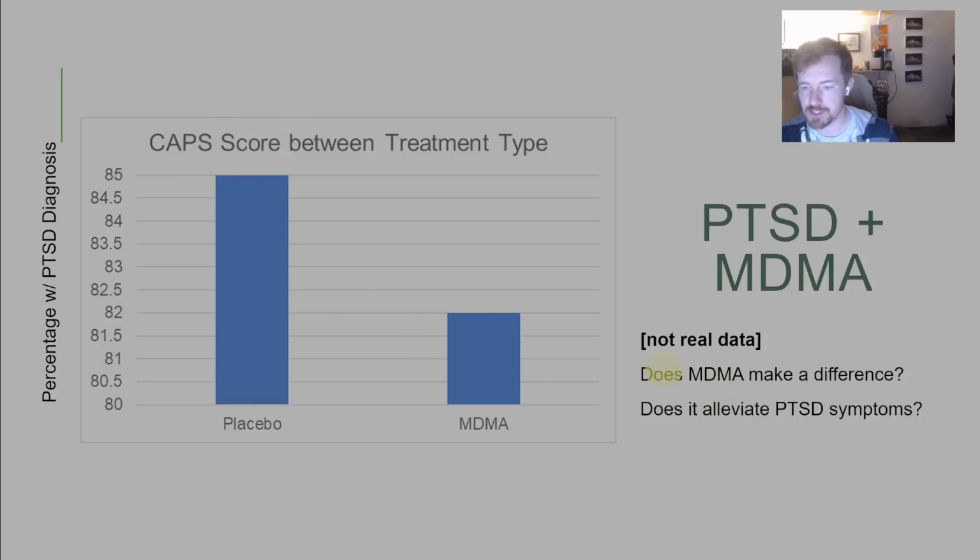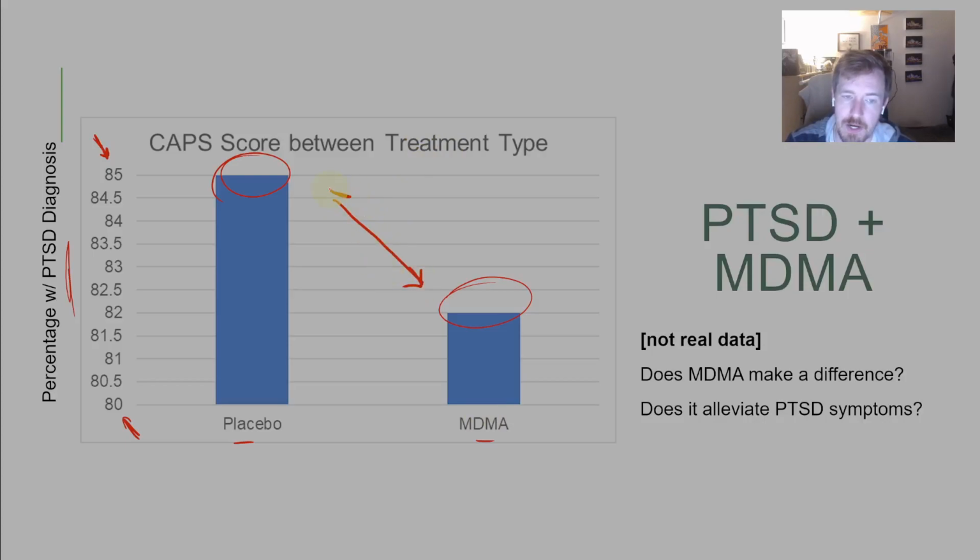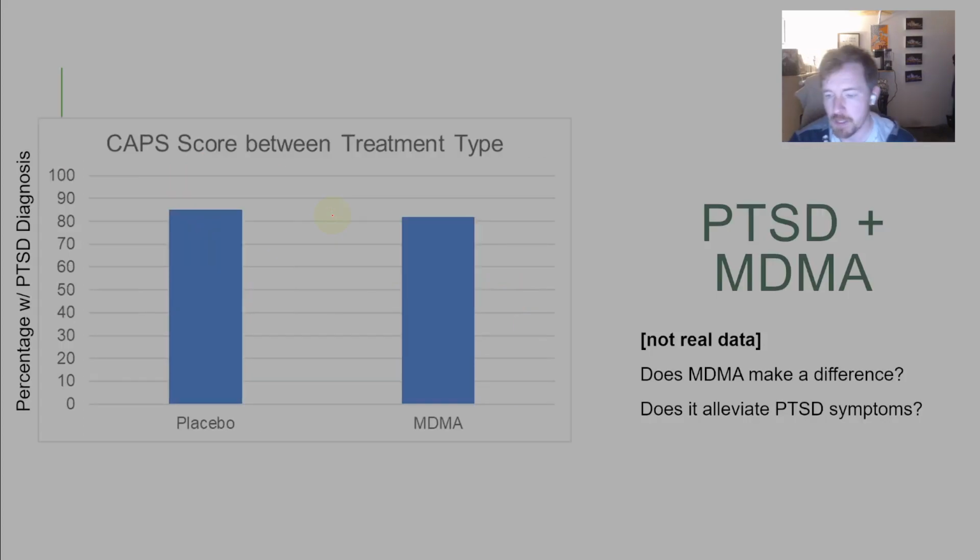Here we have some data. This is not real data. I made this data up. So we have a placebo and we have ecstasy, and here we have the percentage with a diagnosis. The higher means more people have a diagnosis, the lower means fewer. So when people take the placebo, afterwards more of those people still have the PTSD diagnosis, and fewer people have it when they have the MDMA. So does that make a significant difference? Is there a significant difference between 3 and 82? That's kind of the question here. That's what inferential stats wants to know.